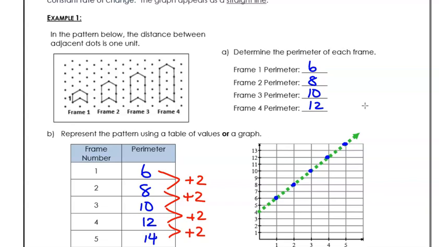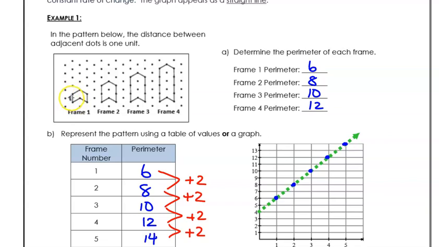So example number one, starting off very straightforward, we have these figures or these shapes. We're going to call them frames. So this is frame or shape number one. This is frame number two, frame number three, and frame number four. Now in each of these frames, it's asking us to determine the perimeter for each one. And so when I add up all of the sides, that's going to give us the perimeter.